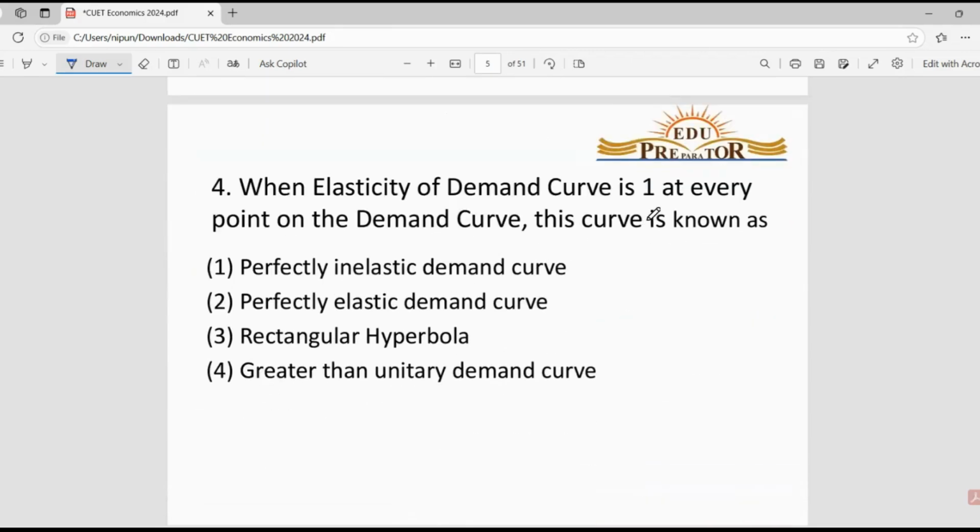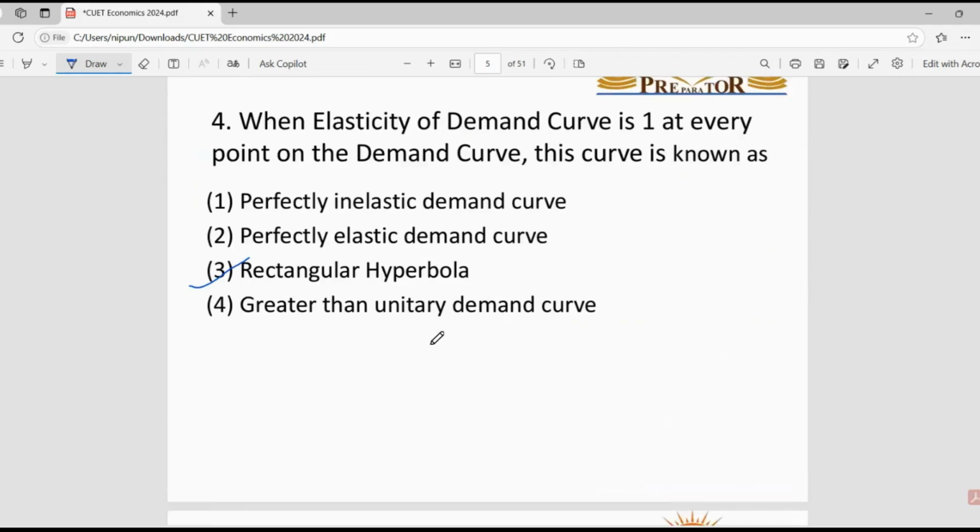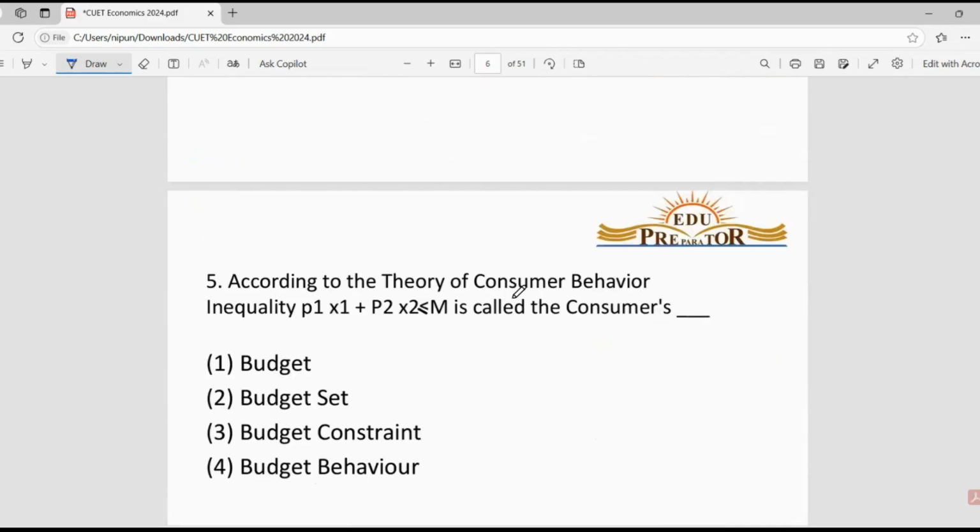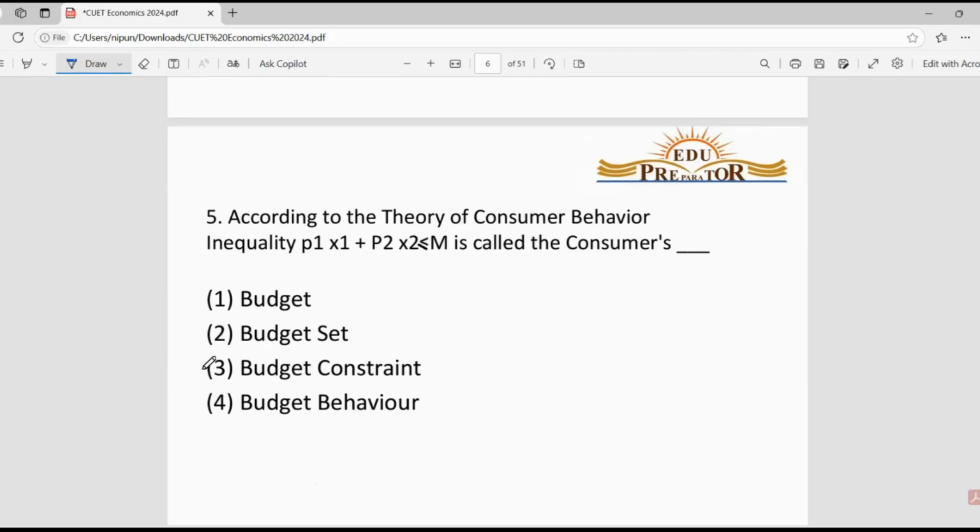Where elasticity of demand is 1 at every point on the demand curve, this curve is known as a rectangular hyperbola. We are aware of it. If the demand curve is throughout unit elastic, if the elasticity is 1 at every point on a demand curve, then what is its shape? Rectangular hyperbola. Next, according to the theory of consumer behavior, the inequality given here, P1x1 plus P2x2 is less than or equal to M, is called the consumer's. See, the correct answer to this could be 2 and 3 both, but NCERT says that it is 3. Therefore, we'll go with 3, budget constraint.